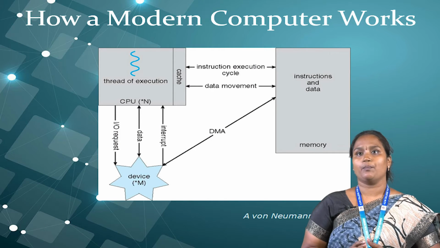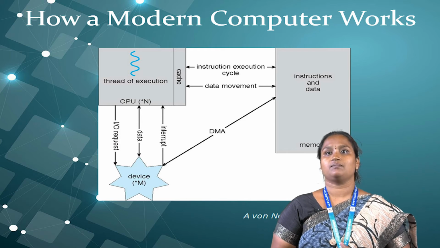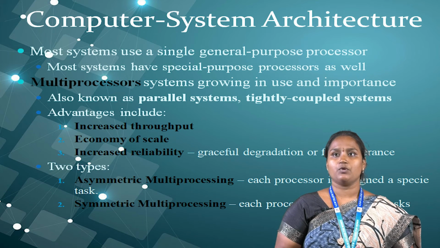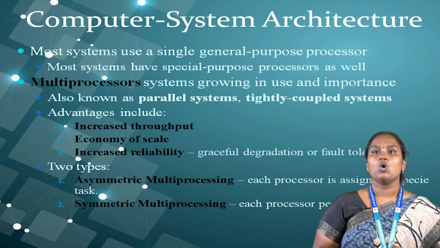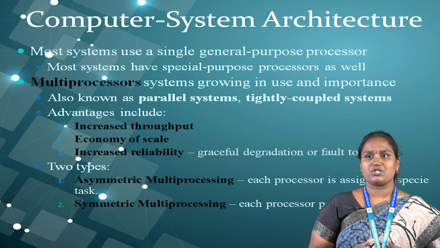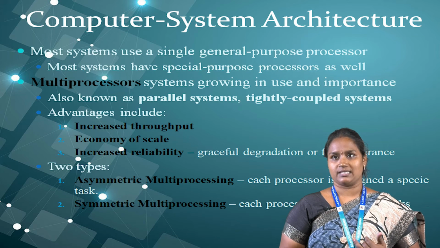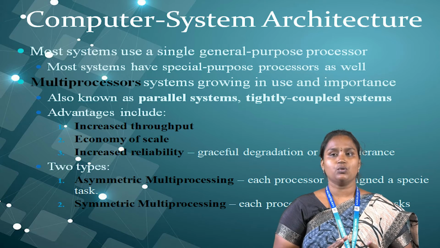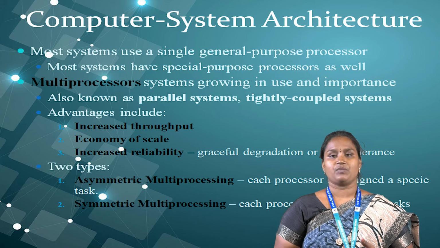How a modern computer works. The picture shows the computer system architecture. Most systems use a single general-purpose processor. Most systems have special-purpose processors as well. Multiprocessor systems are growing in use and importance. They are also known as parallel systems or tightly-coupled systems.